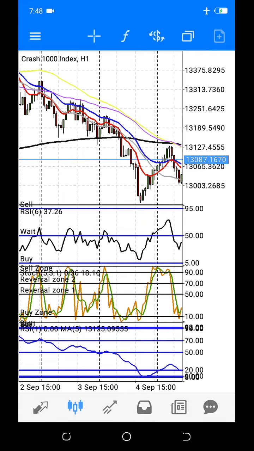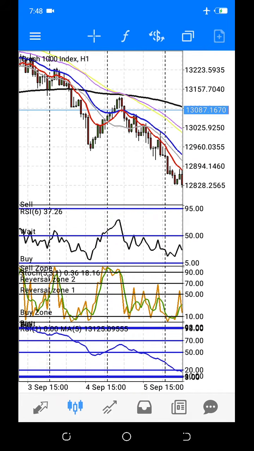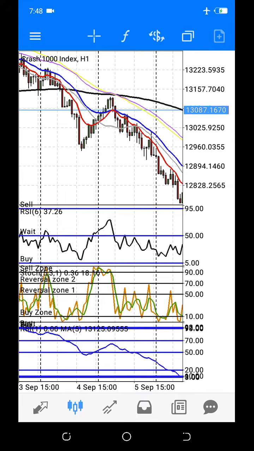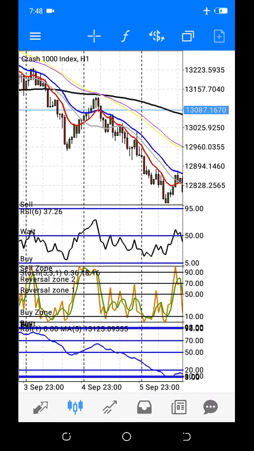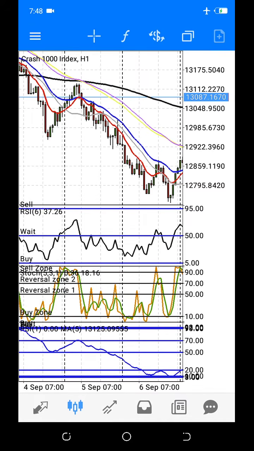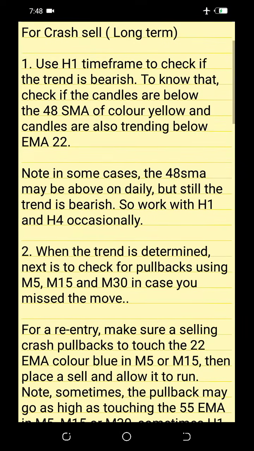So the blue EMA serves as the end of retracement. I have said it in the other video. Which means you should place your sell in a sell trend as soon as it pulls back to touch the blue. From that period, it has been selling. Have you seen? Now I'm going to tell you something as we continue. Don't bother about this pullback. It is good. And then you continue selling, and you notice it's trending. I said one of the checklists, look at it. I said to check if the candles are below the 48 SMA of color yellow, and candles are also trending below the EMA 22.